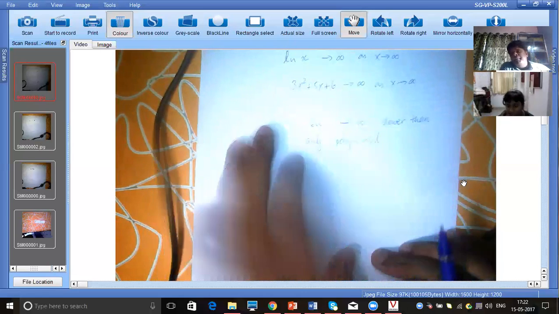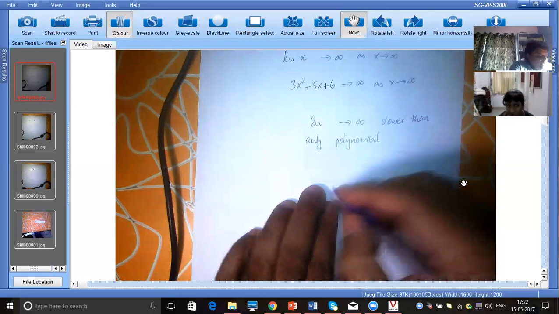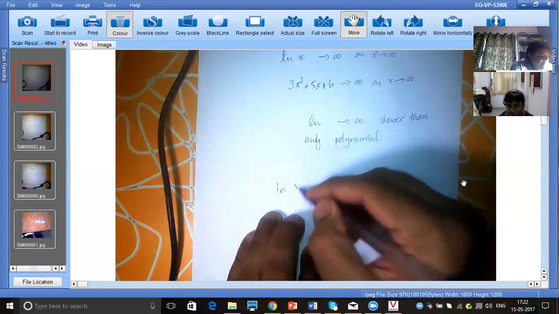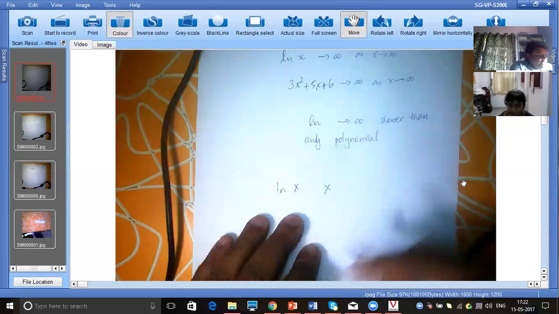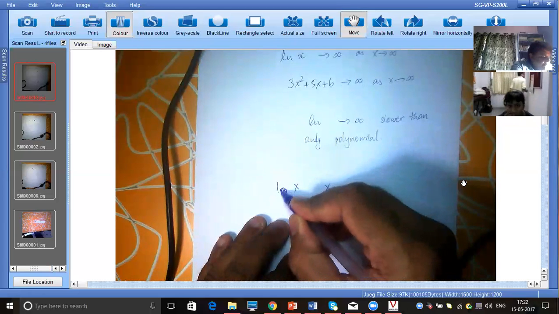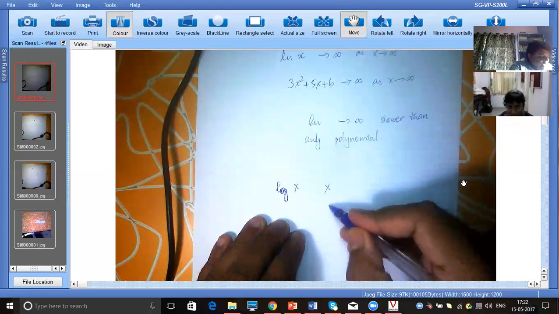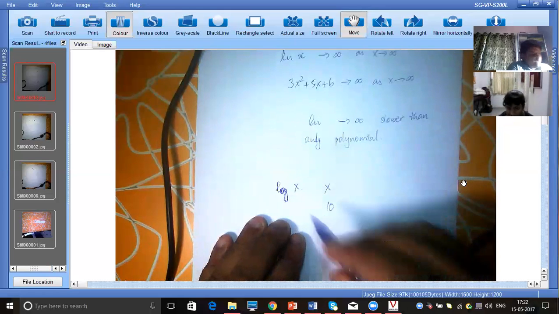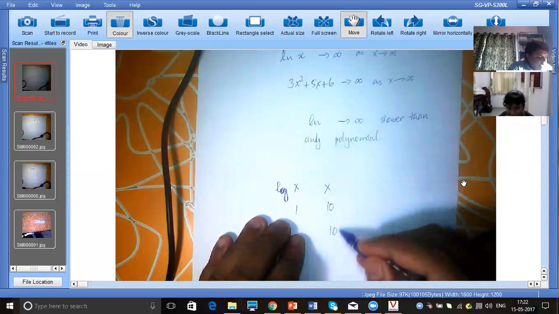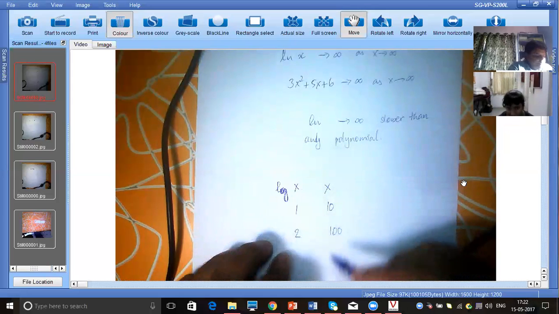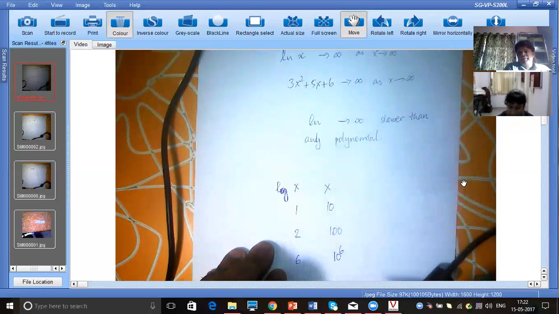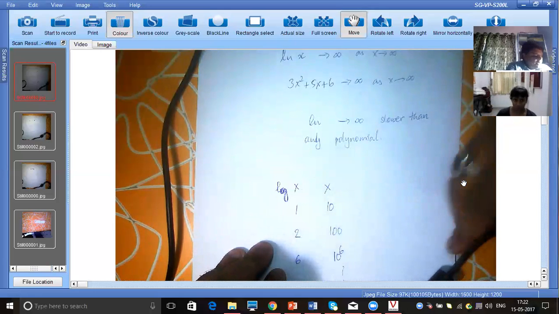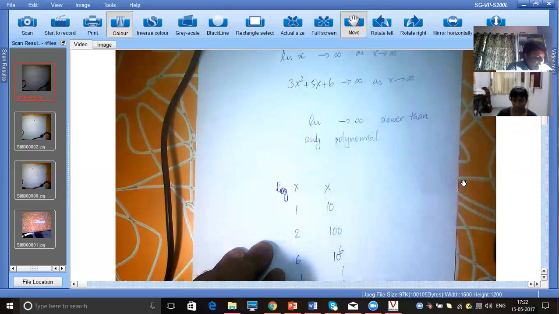For example, if I take x and I want to compare it with log x, when x is 10, let us say this is log base 10, what is log x? 1. When x is 100, it is 2. So it's much slower. When x is 10 to the 6th, it is just 6. So as I raise x towards infinity, log x is going towards infinity much slower.